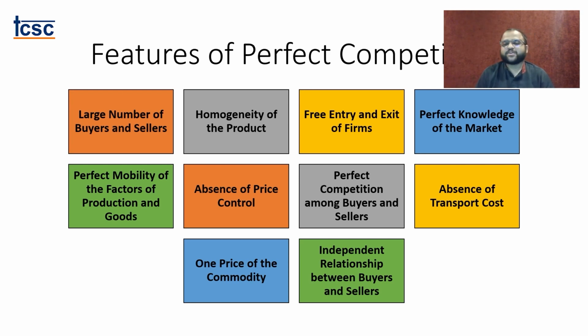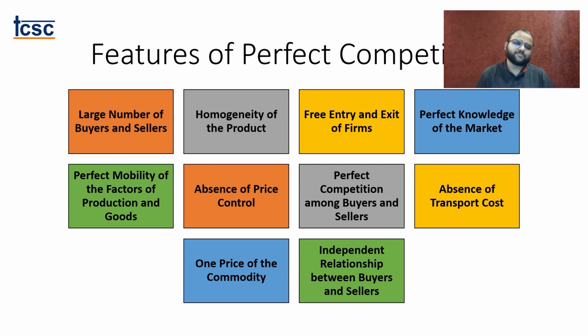Next, perfect knowledge of the market. We are very clear in this form of market that everyone knows everything. There is clarity with respect to the number of buyers. There is clarity with respect to the number of sellers. There is also complete clarity with respect to the methods of selling the product or buying the product. So there is no hidden information. That does mean there is no hidden cost.